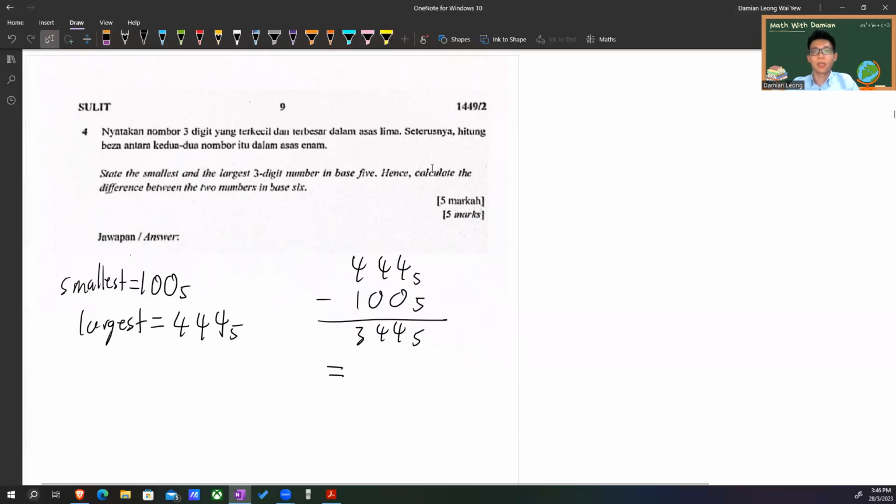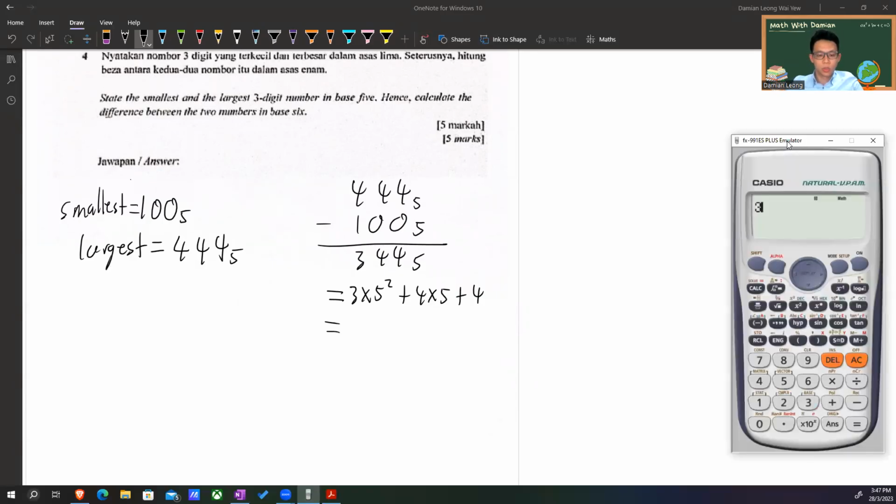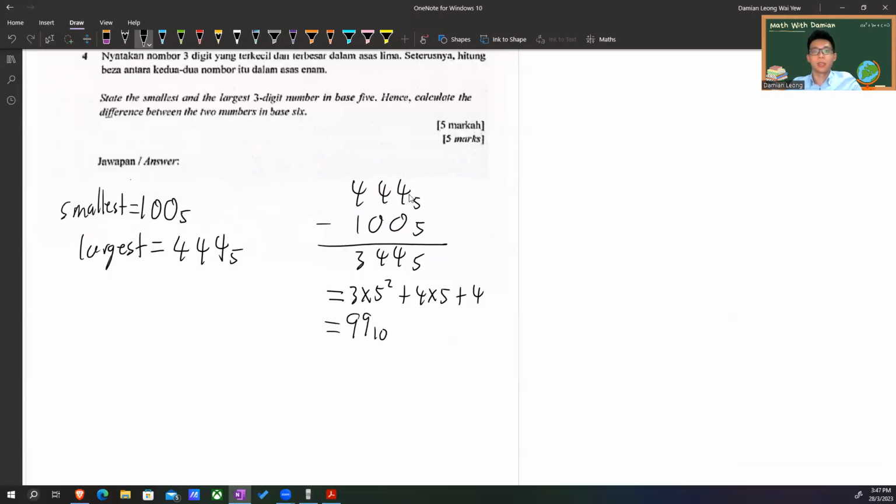Then I convert that to base 6. So convert to base 10 first. Power 0, 1, 2. 3 times 5 to the power 2 plus 4 times 5 to the power 1 plus 4. Calculate this. 3 times 5 square plus 4 times 5 plus 4. Get 99. That's in base 10. So 99 in base 10, convert to base 6.